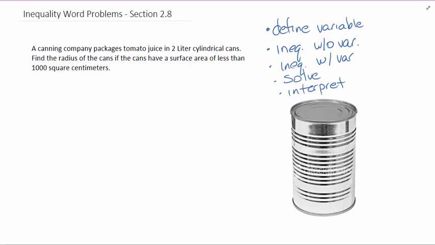I actually made a small mistake in the last video about word problems. I put here that this was 1,000 cubic centimeters. If we're talking about area, we need to be square centimeters there, so I apologize for that typo.